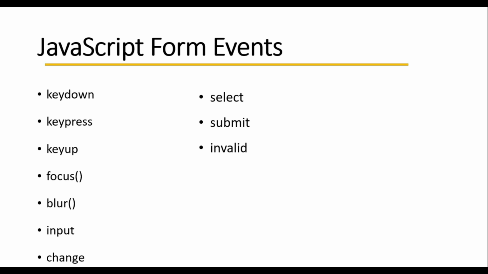In this video we are going to talk about the last three remaining form events, which are select, submit and invalid. First we will talk about select, then we will talk about the other two events. The select event will trigger when the user selects a part of a text which already exists in the text field or text area. So first, let's practice this, then we will talk about the others.